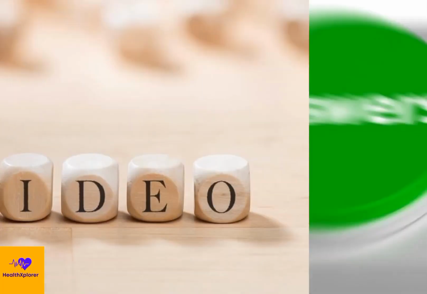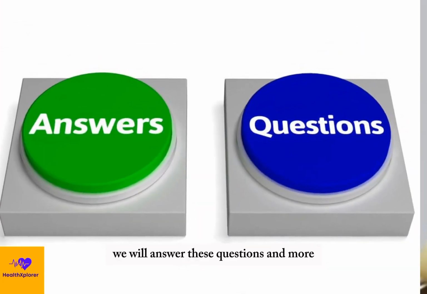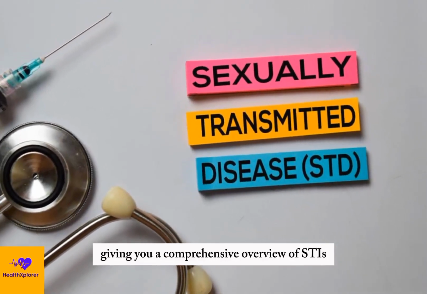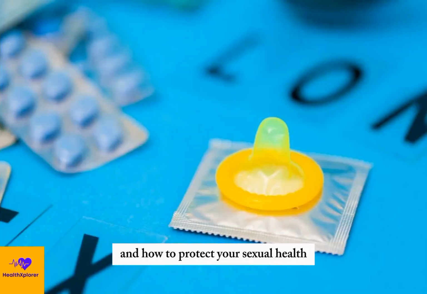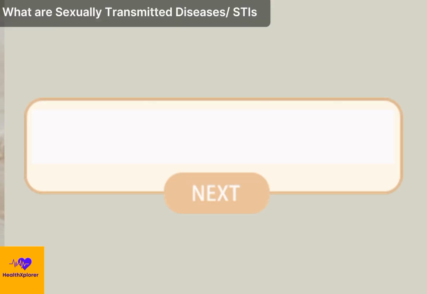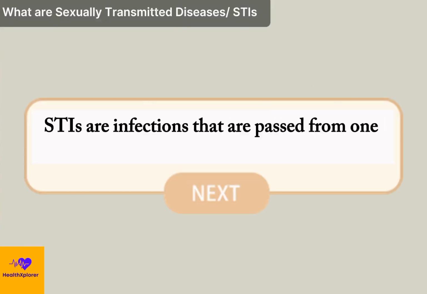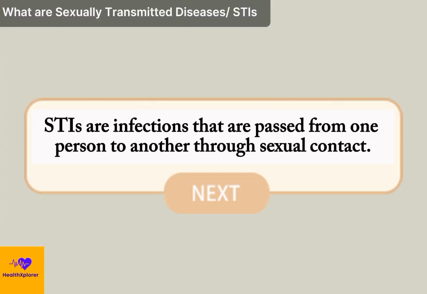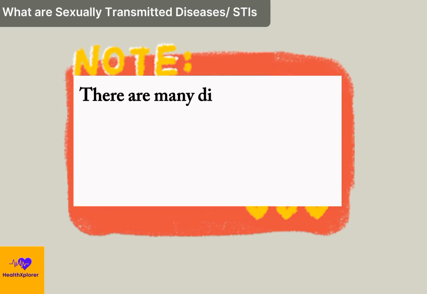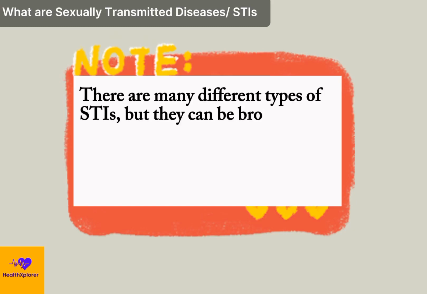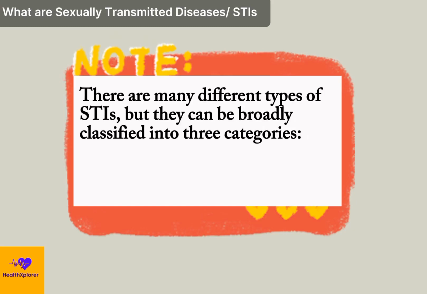In this video, we will answer these questions and more, giving you a comprehensive overview of styes and how to protect your sexual health. What are styes? Styes are infections that are passed from one person to another through sexual contact. There are many different types of styes, but they can be broadly classified into 3 categories: bacterial, viral, and parasitic.